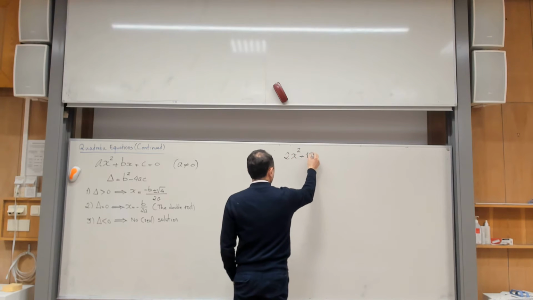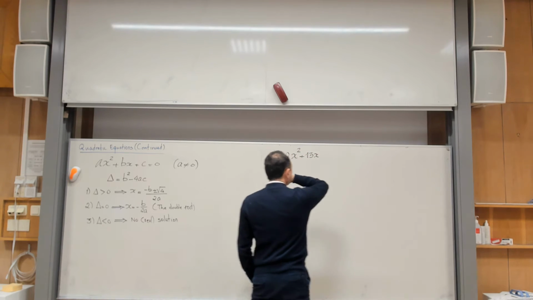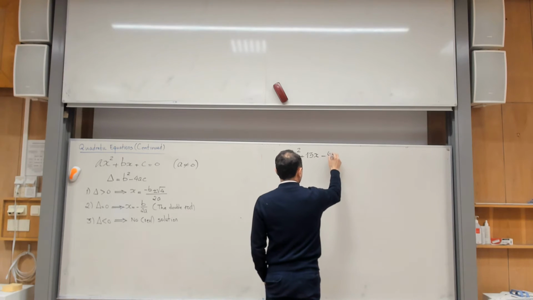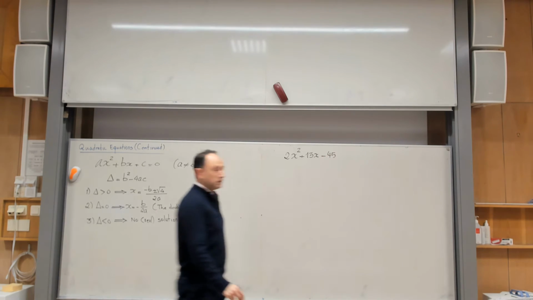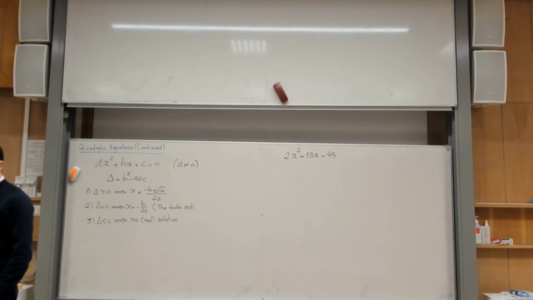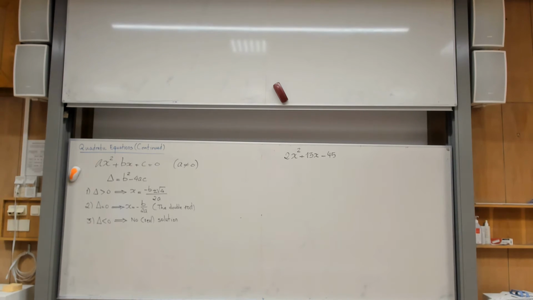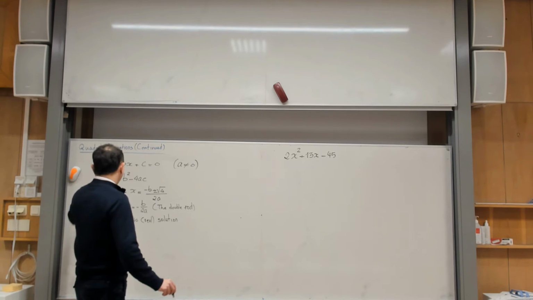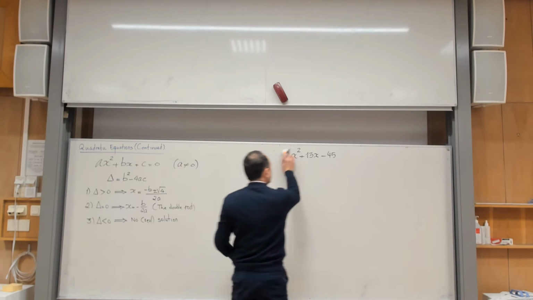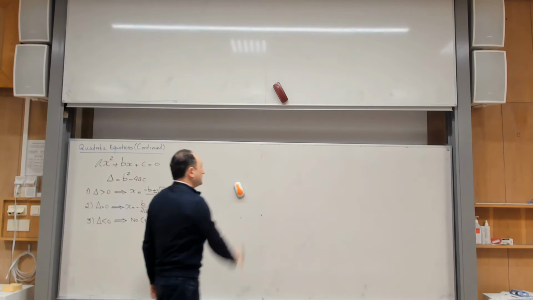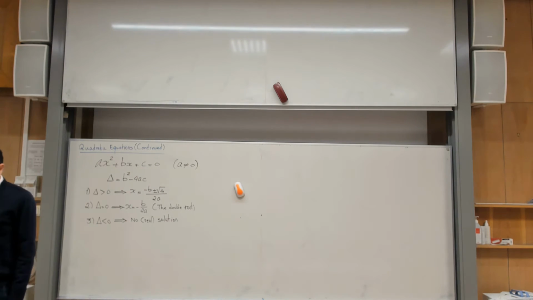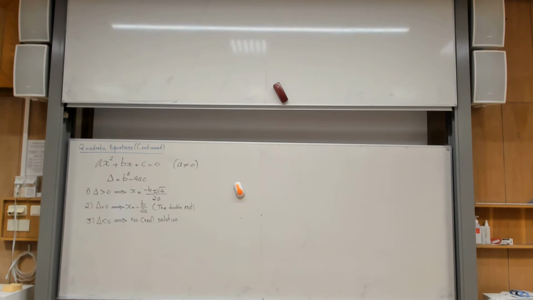2x squared plus 13x minus 45. Let me see if I can... Now let me give you a better example, because I want to compare it with the PQ formula. We can solve that one, of course, but let me give you another, because when you divide by 2, you get one decimal point, and that is not very hard.